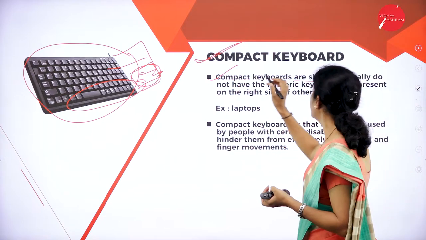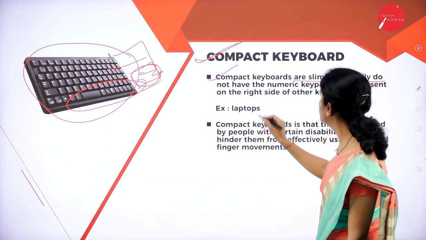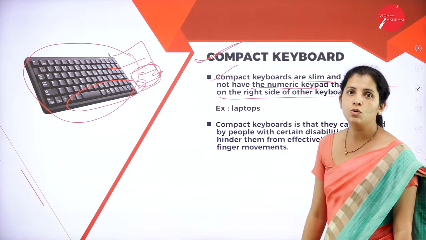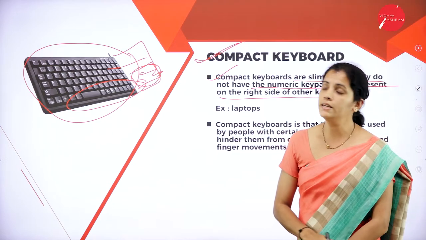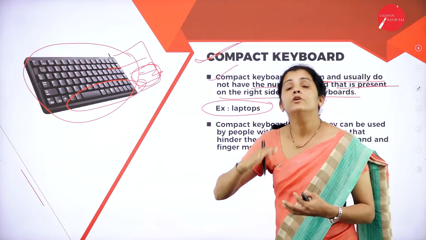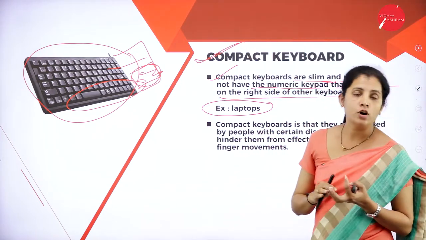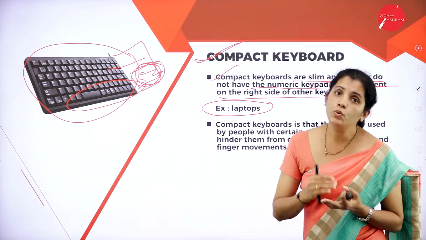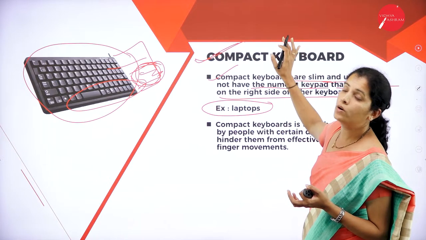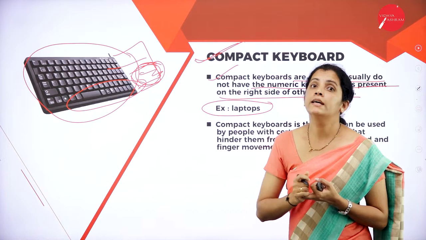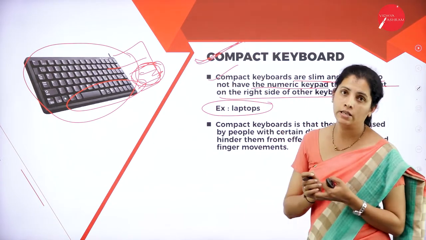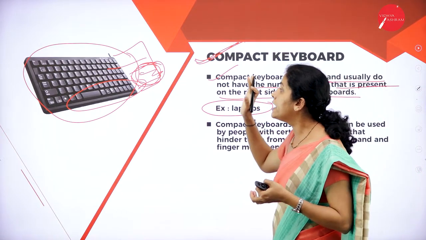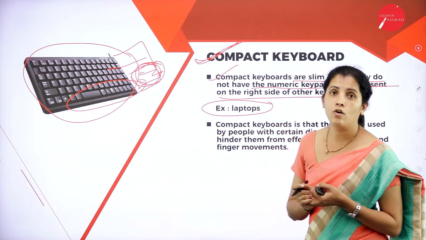So compact keyboards are slim and usually do not have the numeric keypad that is present on the right side of other computer keyboards. The best example of a compact keyboard is your laptop keys. That means you can find compact keyboards in your laptop. Your right side does not contain any numerical keys. So dear student, you can find the compact keyboard in your laptop. Whatever keyboard comes with laptops is called a compact keyboard, and it does not contain any numerical keys on the right side of the keyboard.